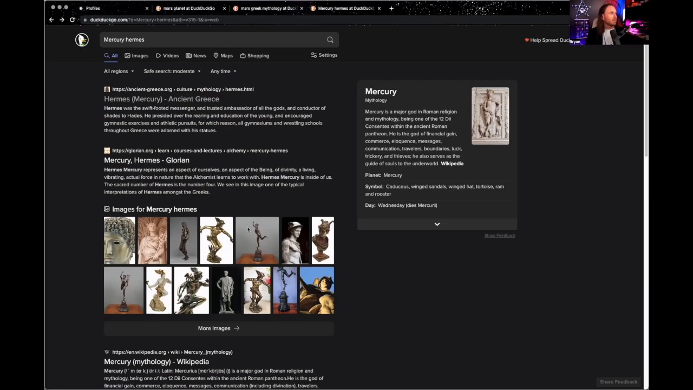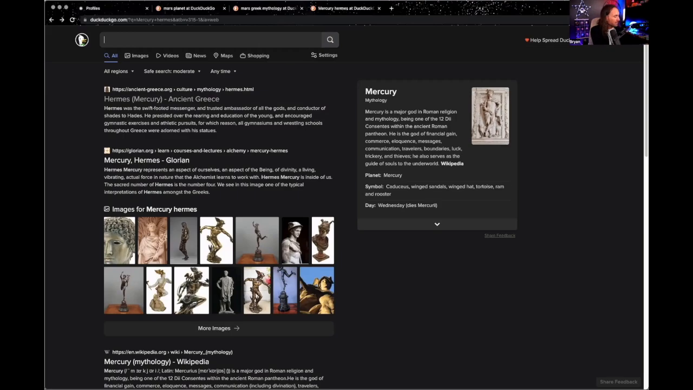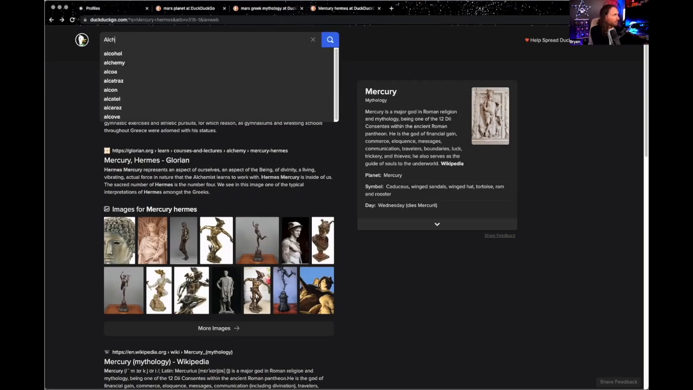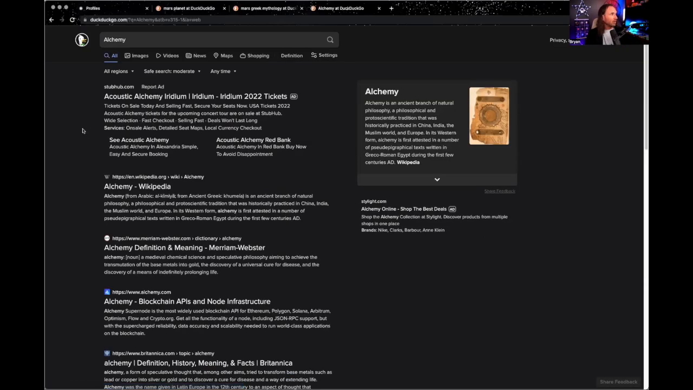Alchemy. Because we're talking about Mercury and how Mercury has a very key role in alchemy, of course, I think that it's important to touch on that.